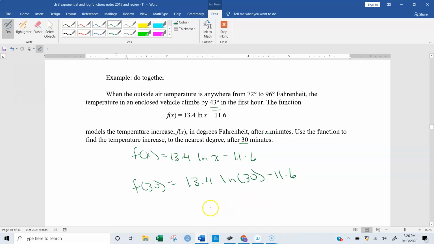Literally type that into your calculator, and you should have gotten that it increased 33.98 or 34 degrees in 1 hour.